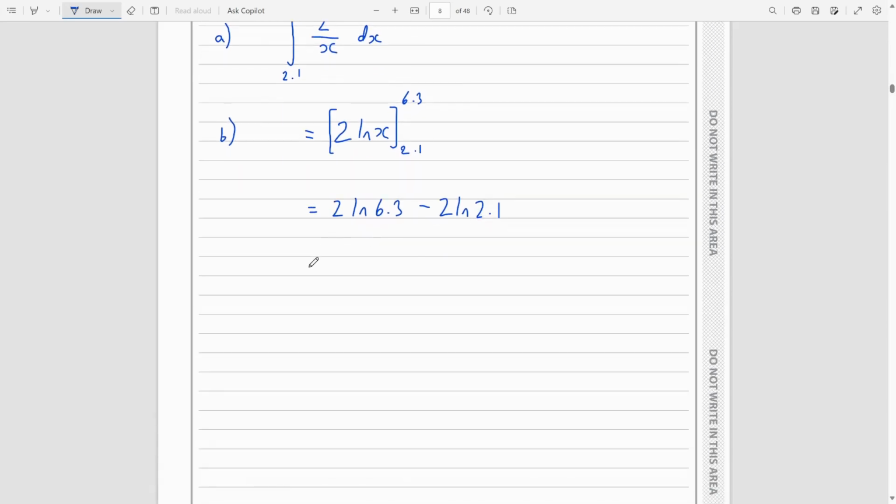So I think the easiest way to do that is actually just to notice that 6.3 is 3 times 2.1. If I factorise out the 2, I've got 2 times (ln 6.3 minus ln 2.1). I can then use the log law, which says that ln of 6.3 minus ln of 2.1 is the same as ln of 6.3 divided by 2.1, which is 3. Finally, I can use the power law, which says this is the same as ln of 3 squared, which is 9. So there we go, and k was 9.